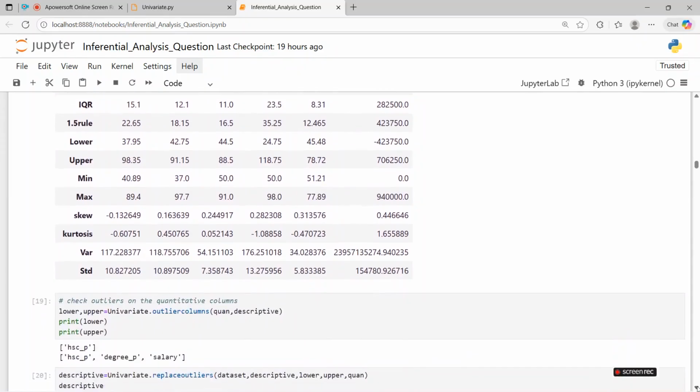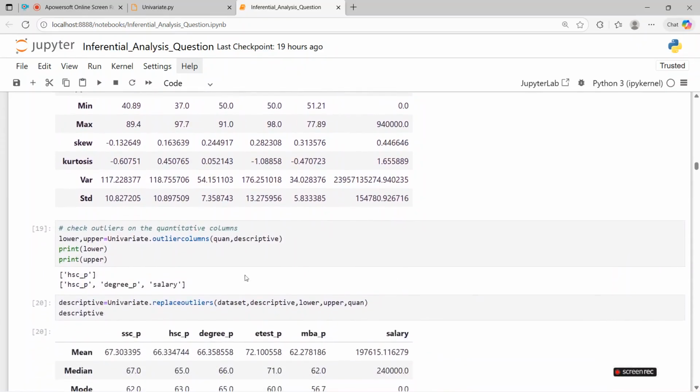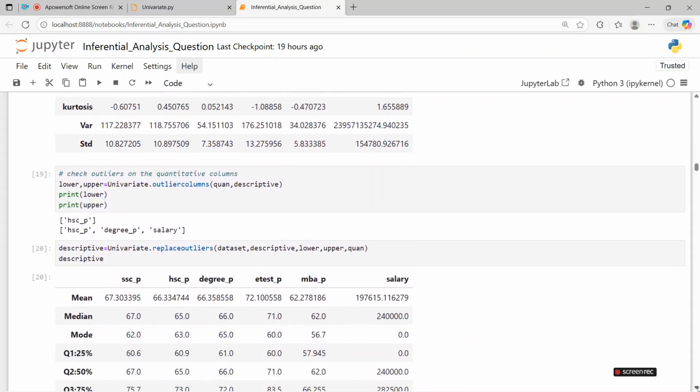So once we got the values for lower, upper, min and max, now we are checking whether we have outlier columns, like whether a lower outlier or upper bound outlier is available in the columns of the data set. Once we run the outlier columns function, we get the lower outlier and upper outlier. So for the HSCP column we have a lower outlier, and for the HSCP degree P salary column we have an upper bound outlier. So now we have identified the outliers available in the columns.